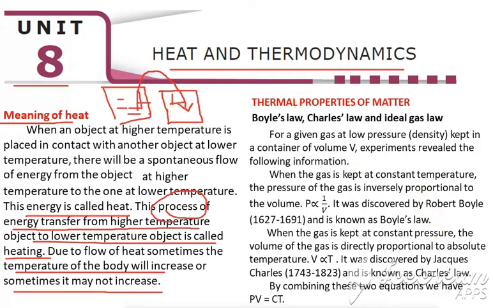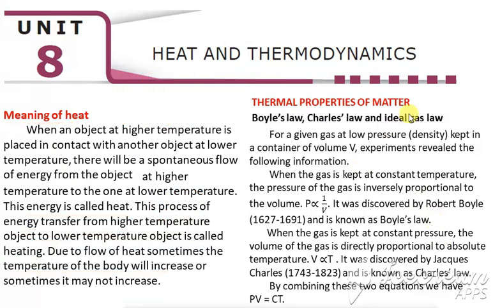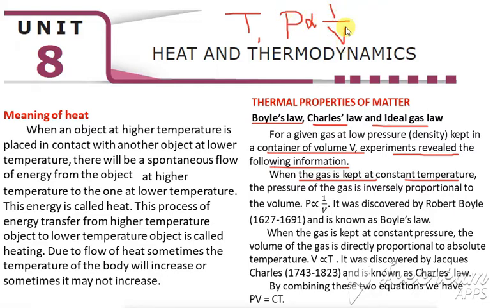Next we are going to see the thermal properties of matter. In this, Boyle's law, Charles's law and the ideal gas. For a given gas at low temperature kept in a container of volume V, the experiments revealed the following. When the gas is kept at constant temperature, then the pressure is inversely proportional to its volume. This was discovered by Robert Boyle, and so this is called Boyle's law.